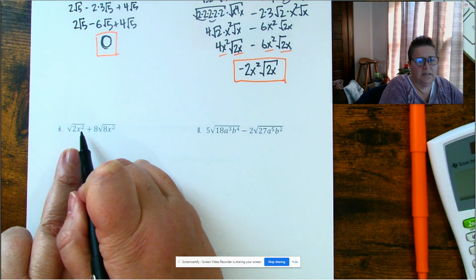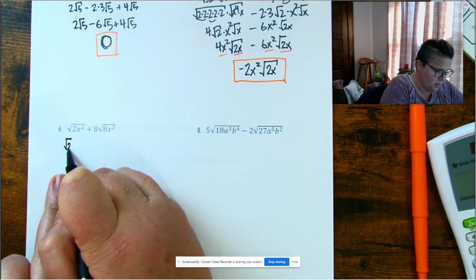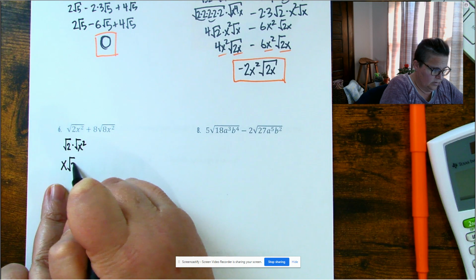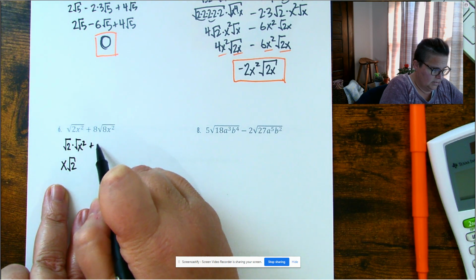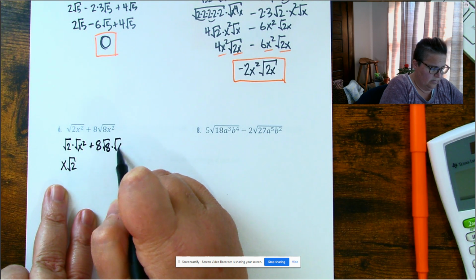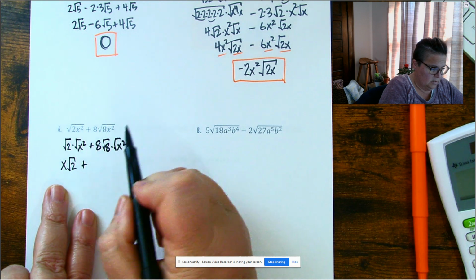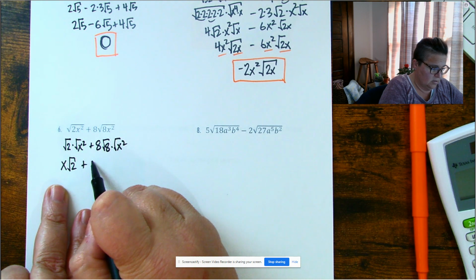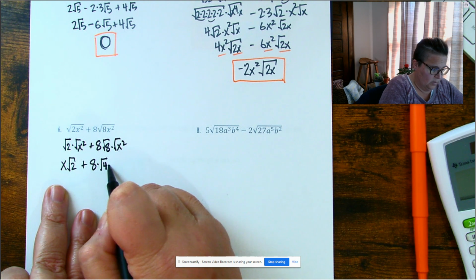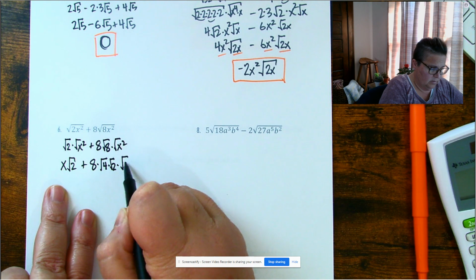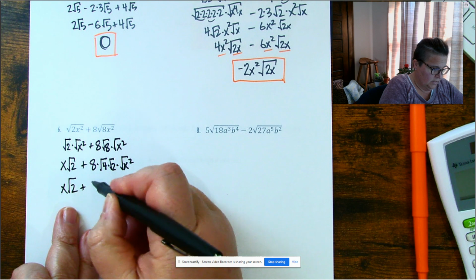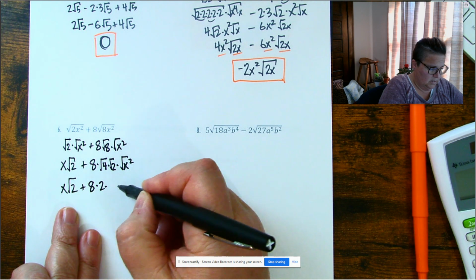So that's a 2x squared. So that's going to be the square root of 2 times the square root of x squared. So that's going to be an x square root of 2 plus 8 times the square root of 8 times the square root of x squared. So the square root of 8 is going to be the square root of 4 times the square root of 2 times the square root of x squared.